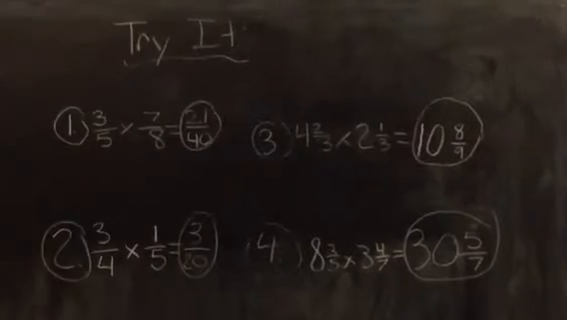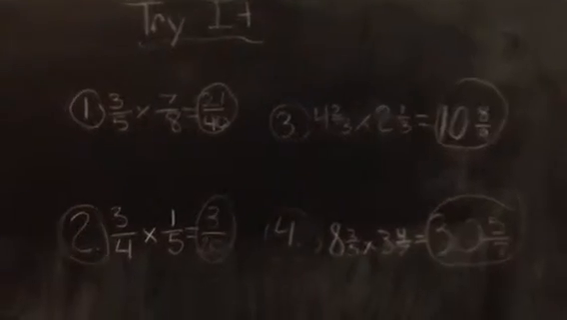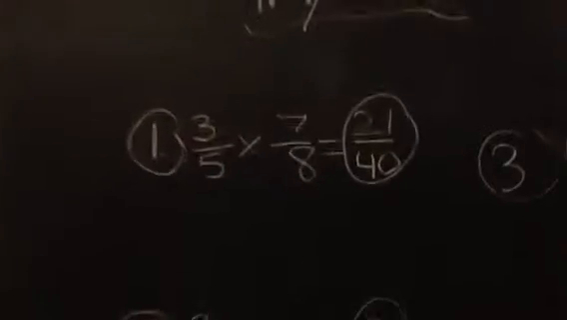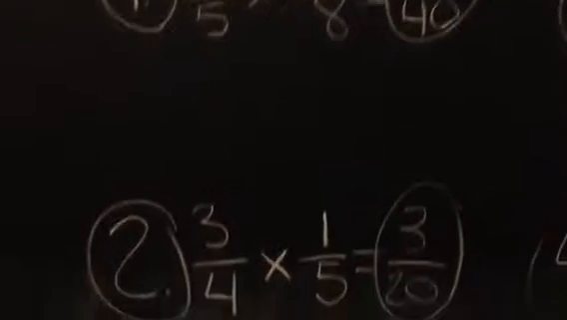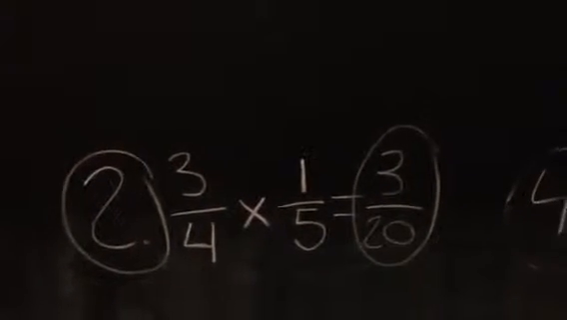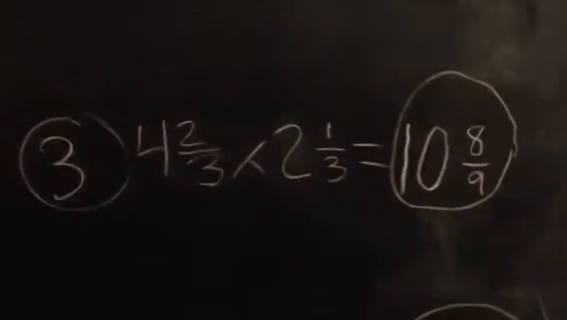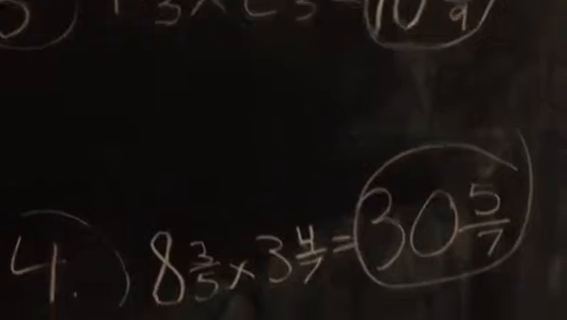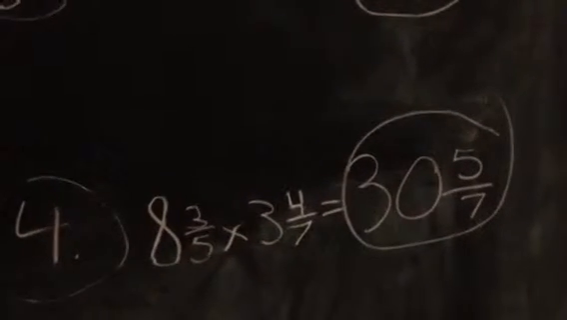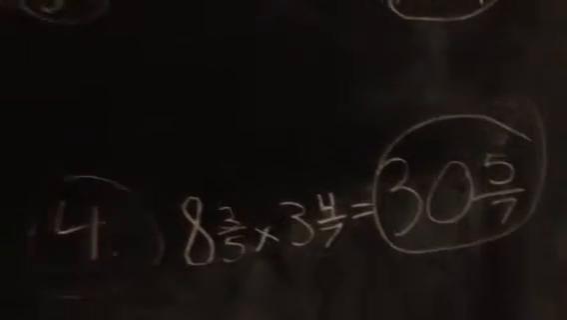Here are the answers for try it yourself. Question number 1 is 21/40. Question number 2 is 3/20. Question number 3 is 10 and 8/9. And question number 4 is 30 and 5/7. I hope you did well.